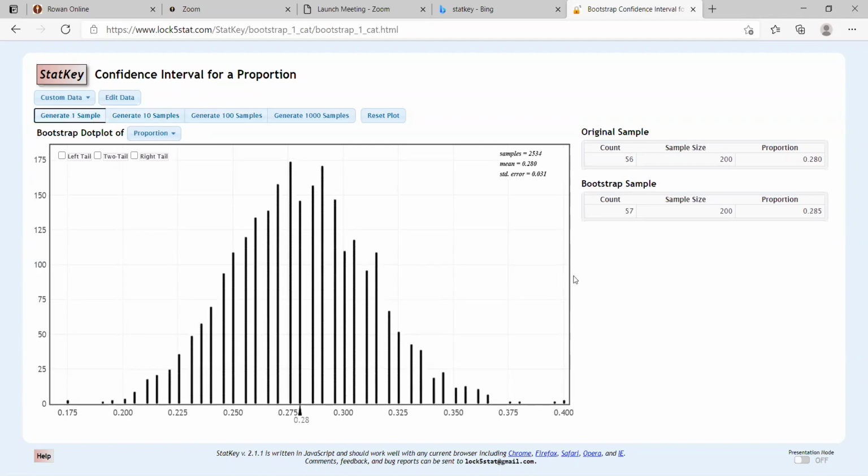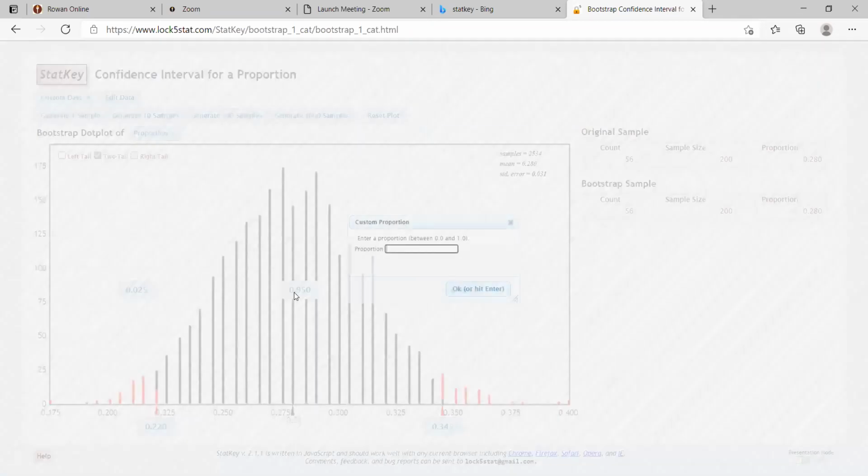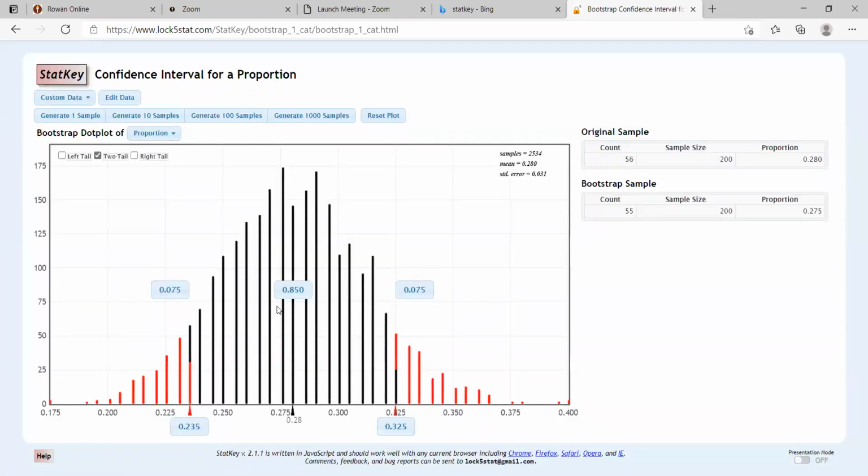Yeah, I did it. There we go. I've now created 2,534 bootstrap samples, and then I'll click the two-tail thing here, and I've created a 95% confidence interval. And I can create any confidence level I want. So if I wanted an 85% confidence level, I just type in 0.85 in the middle number, click OK. Now I have an 85% confidence interval.